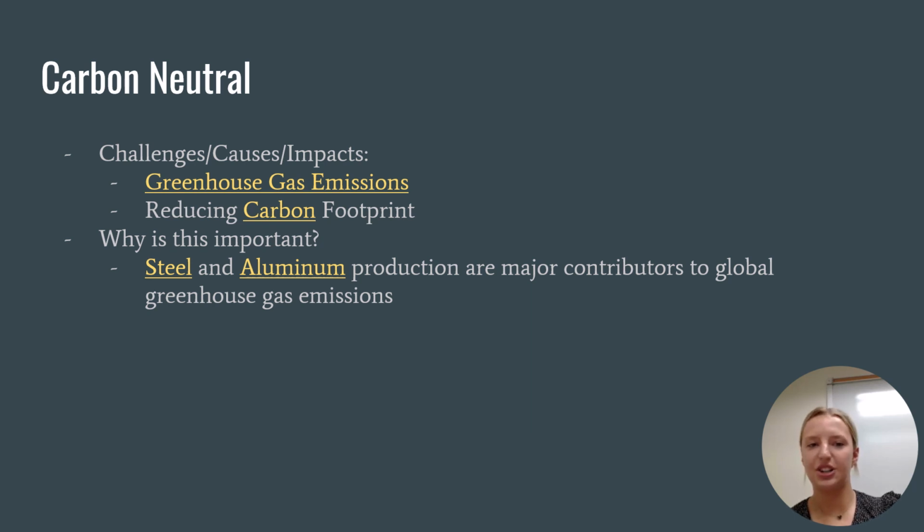Steel and aluminum production are major contributors to global greenhouse gas emissions. Steel production accounts for around 7% of global greenhouse gas emissions and emits 3.5 billion tons of carbon per year. Aluminum production also contributes another 2% of global greenhouse gas emissions.